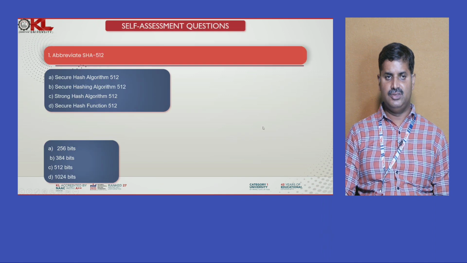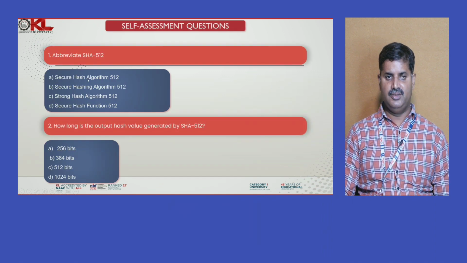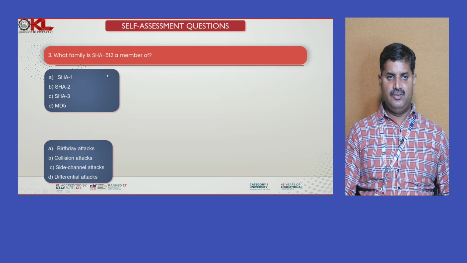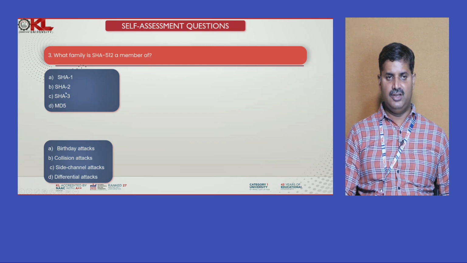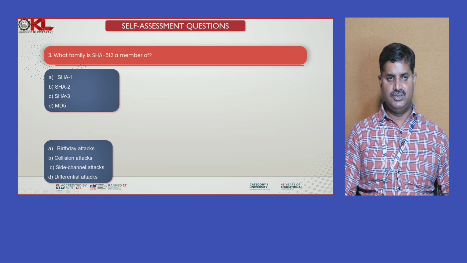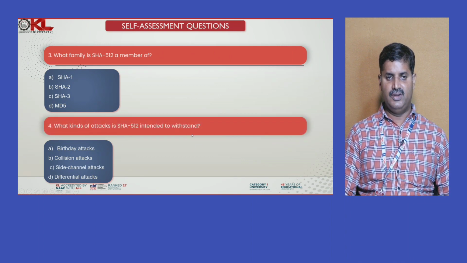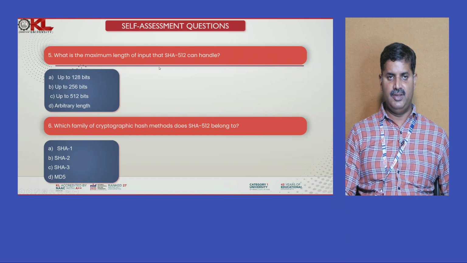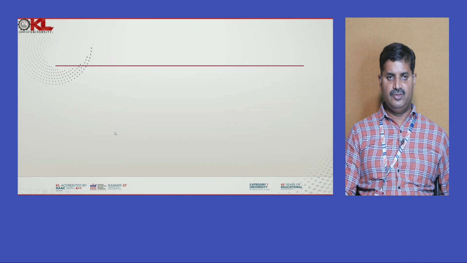These are the self-assessment questions on SHA, the secure hash algorithm. How long is the output hash value generated by SHA-512? Up to 1024 bits. What family is SHA-512 a member of? SHA-1, SHA-2, SHA-3. What kind of attacks is SHA-512 intended to withstand? Side channel attacks. What is the maximum length of input that SHA-512 can handle? Up to 512 bits. So these are the remaining questions.